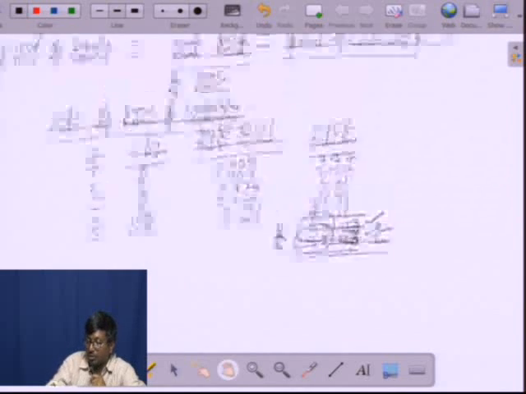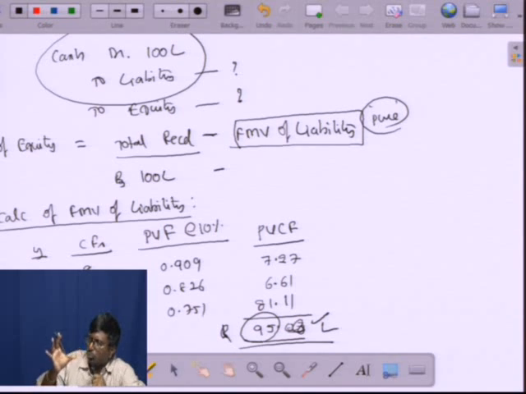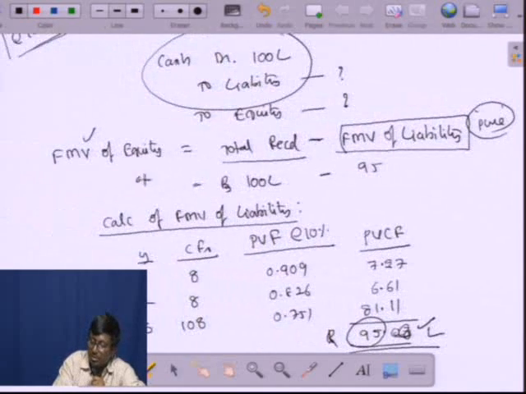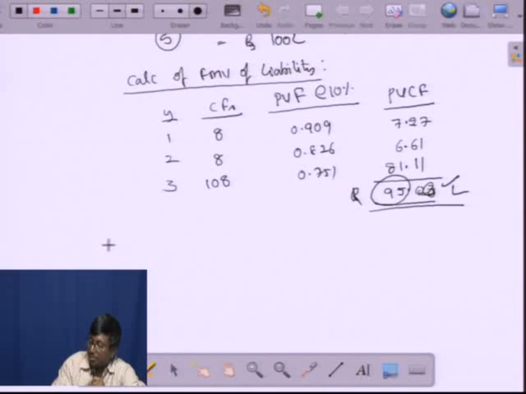So now look at, what is this 95? Total received is equal to 100. The fair value of the pure debenture is 95 rupees. Then obviously the amount of equity, which is nothing but the premium received, is 5. Understood?